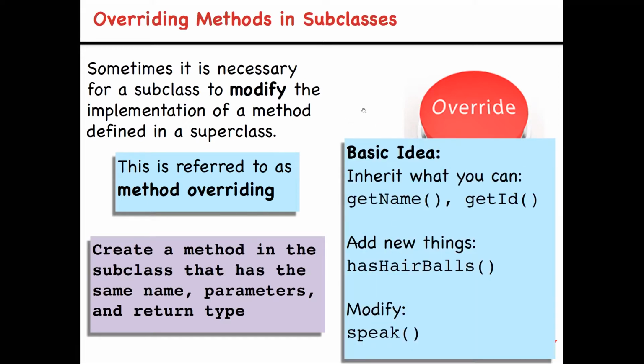The basic idea then of inheritance, sort of as a whole, is that you inherit what you can. Get name, get ID, the data members, that sort of stuff. You add new things if the class needs them. If the class is a specific class, like a cat that needs to have hairballs, then you do that. And then you modify what's already there. Here I said speak, this should say says. So we can modify says by doing an override.